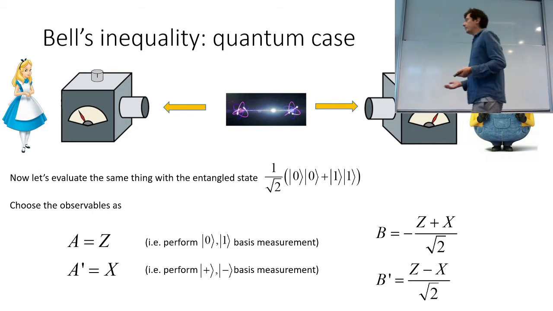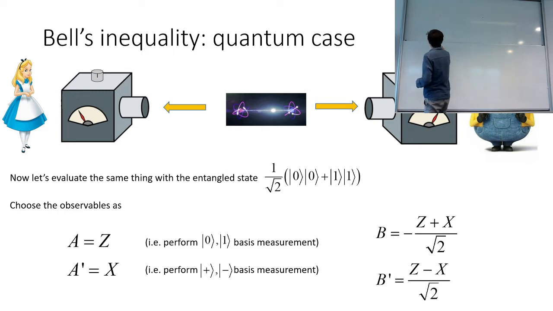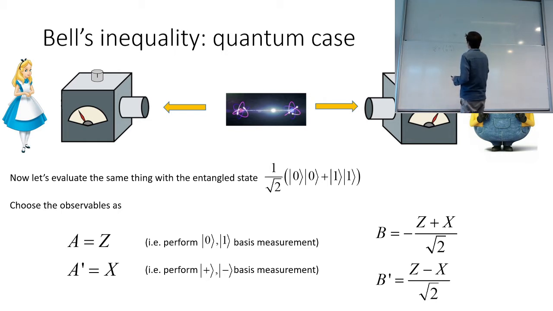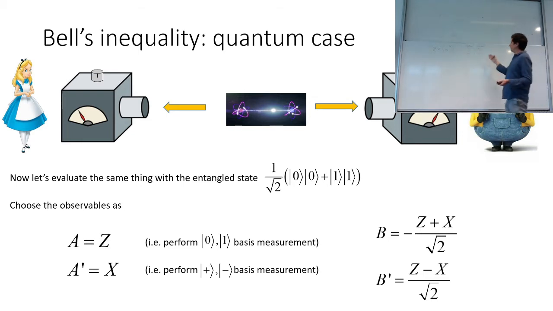Remember that we can define observables. The observable we're calling Z, in terms of the matrix, is this. What it means is that we do a measurement in this 0, 1 basis. If we get the state 0, we assign a value of 1 to it, and if we get the state 1, we assign a value of minus 1 to it.